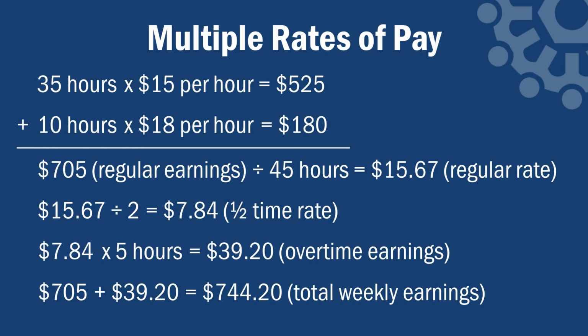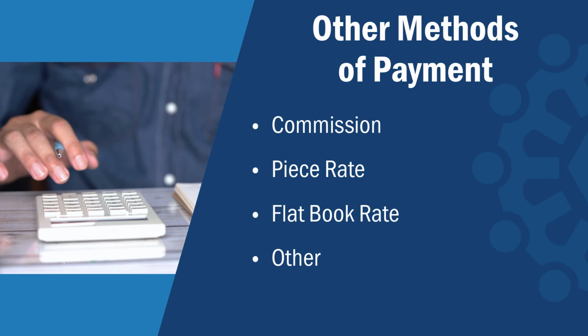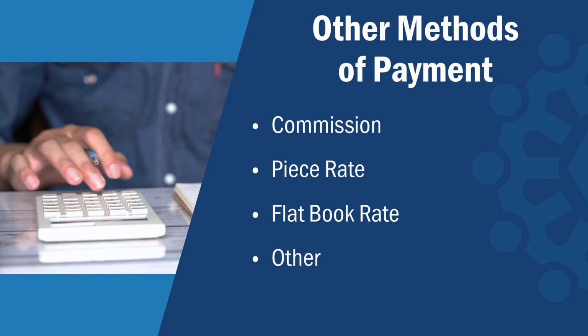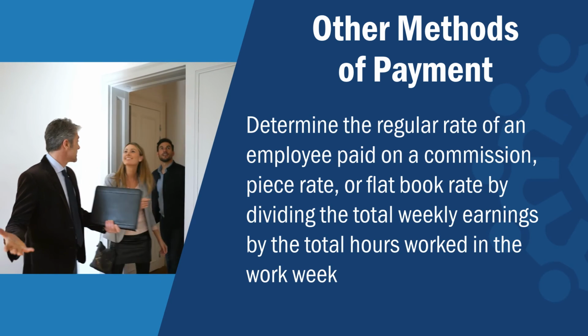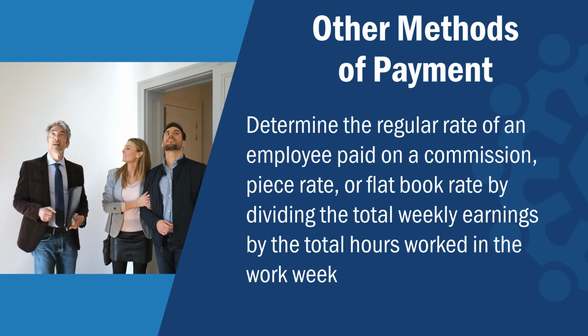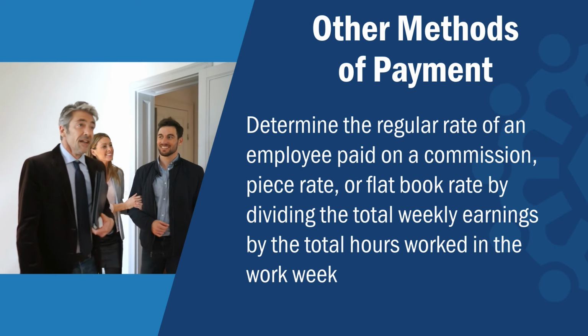Alternatively, an employer may choose to pay all overtime based on the highest rate of pay. As payment on an hourly basis is not the only method of compensation, it is important to review how regular rates and overtime rates are determined if an employee is paid by commission, piece rate, or another method of payment. To determine the regular rate of an employee paid on a commission, piece rate, or flat book rate, the total weekly earnings of the employee is divided by the total hours actually worked in the work week.